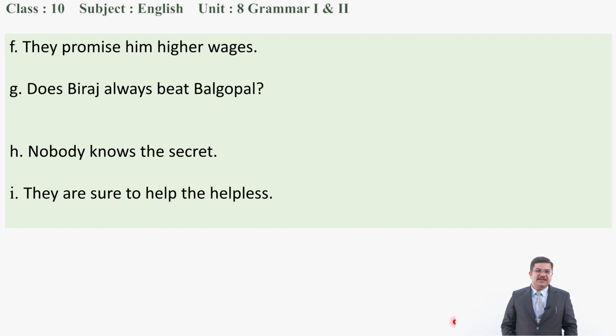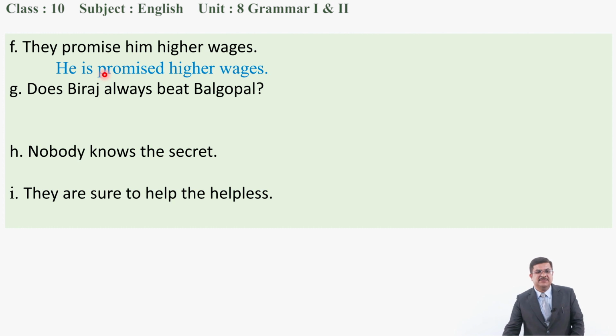They promise him higher wages. What is the passive sentence of this active one? He is promised higher wages. So why do we use he? Him cannot be used as a subjective form of a sentence. That's why him changes into he. Promise is a root form of verb. When there is a root form of verb, there must be is/am/are with past participle, and others are not changed.